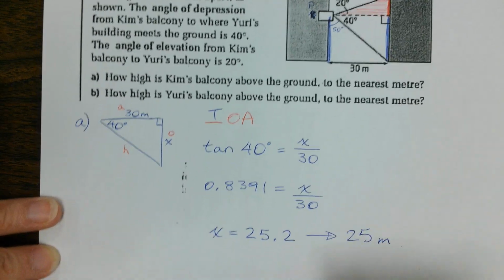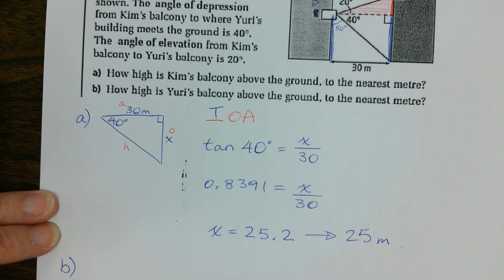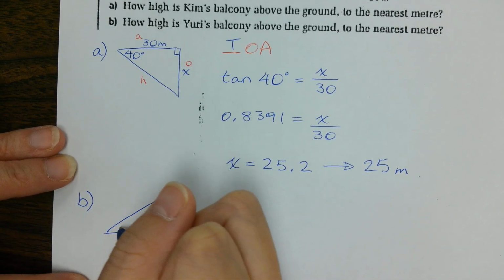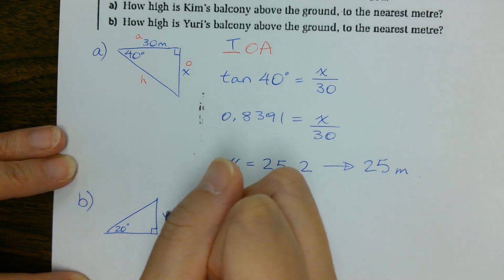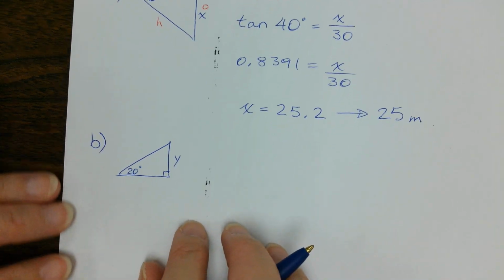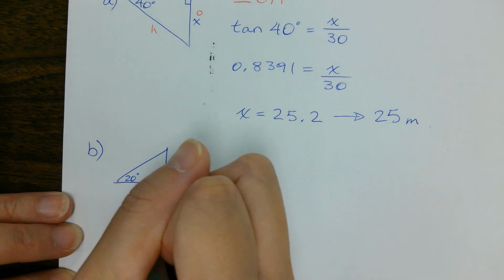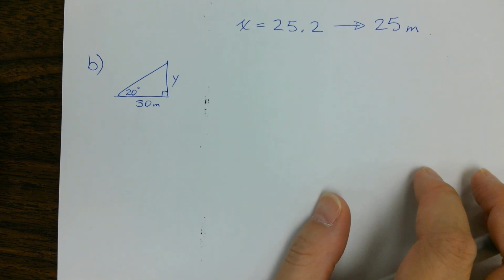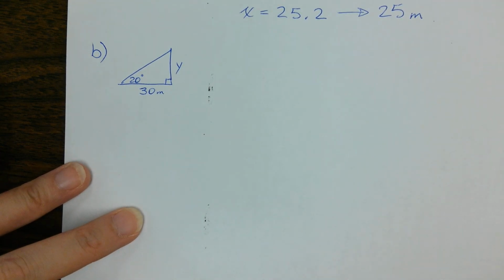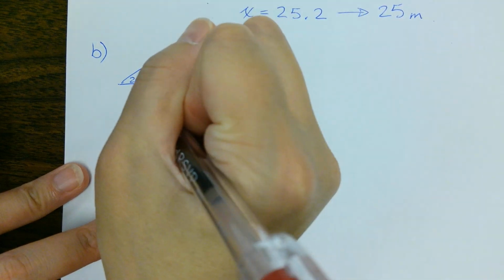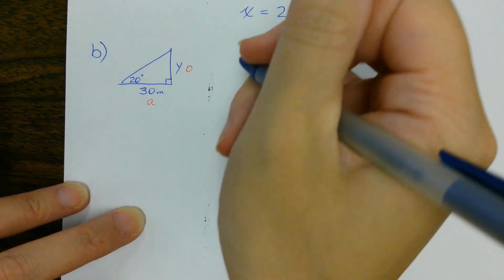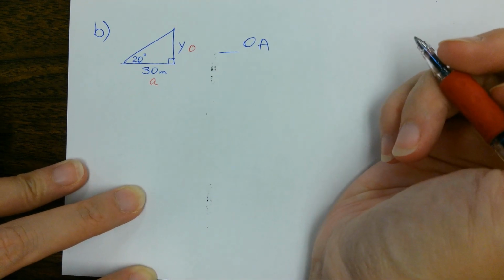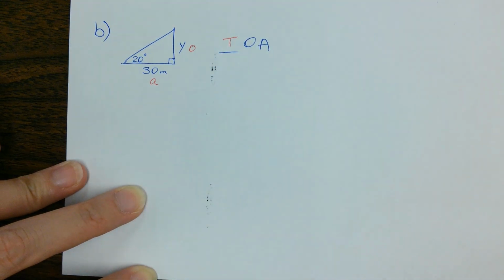So part B, again, I'm just going to redraw that top triangle to something like this. Right angle, 20 degrees. Let's say I call that Y. The bottom is, again, 30 meters because the two buildings are 30 meters apart. Label the H, O and A. Opposite, adjacent. So opposite, adjacent, what is it? Tangent again. That's right.